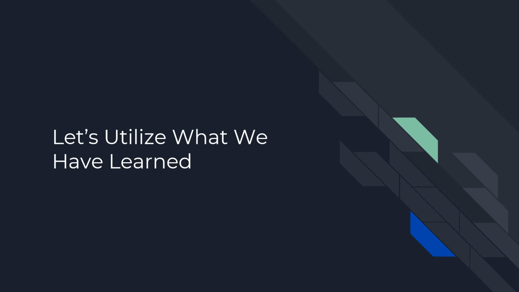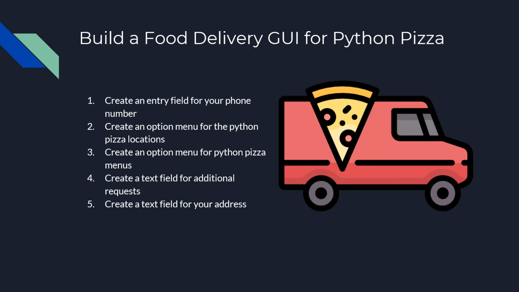So let's utilize what we have learned until now. Let's build a food delivery GUI for Python Pizza. So the 5 things that we need to include here is first, create an entry field for your phone number, and then an option menu for the Python Pizza locations, and an option menu for Python Pizza menus, and then the 4th one would be to create a text field for additional requests, and the 5th one would be to create a text field for your address.